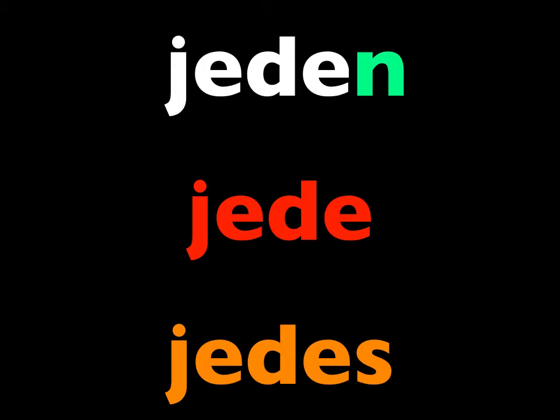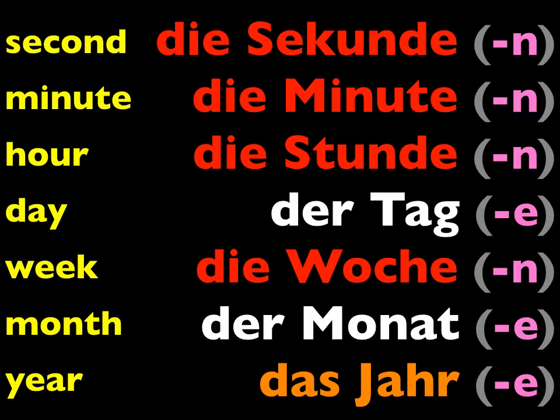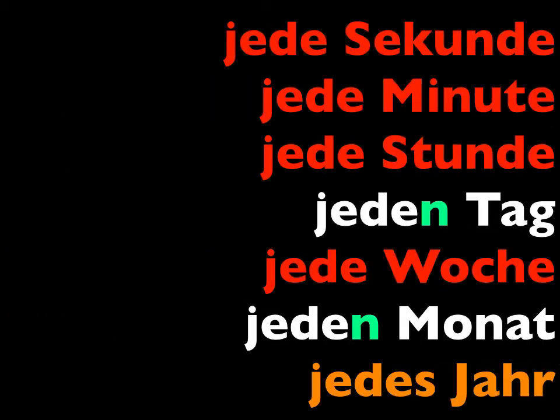Jeder to jeden, dieser to diesen, der to den, ein masculine to einen. Feminine and neuter stay the same. So, repeat after me how to say every second, every minute, every hour, every day, every week, every month, and every year. Repeat. Jede Sekunde. Jede Minute. Jede Stunde.